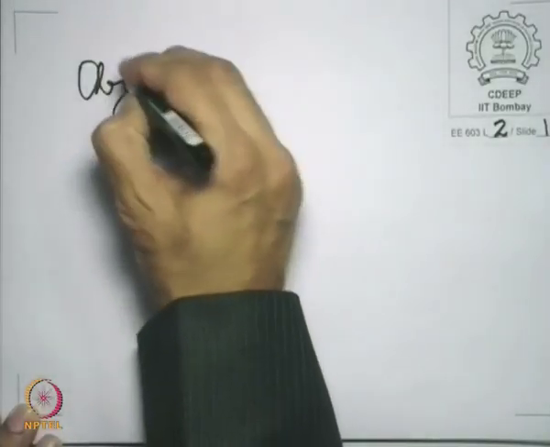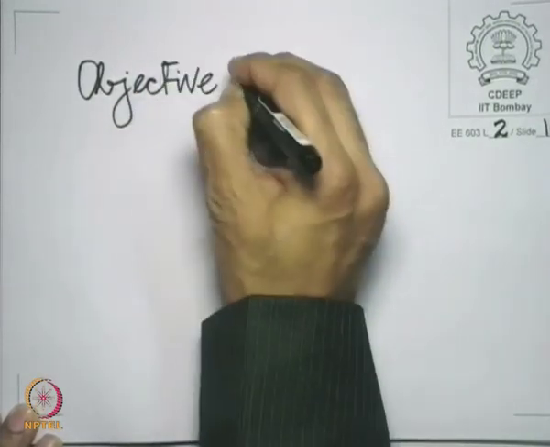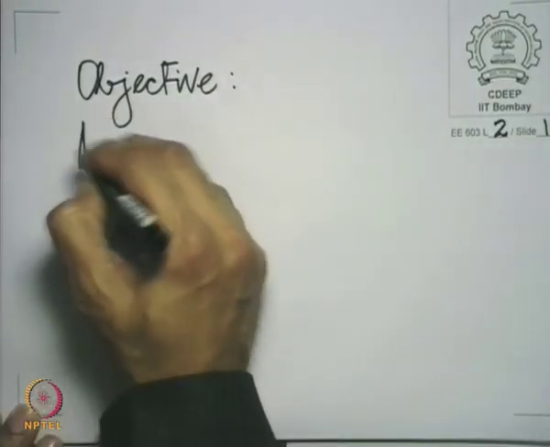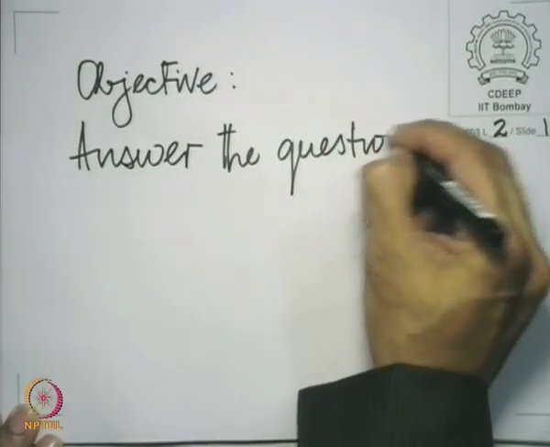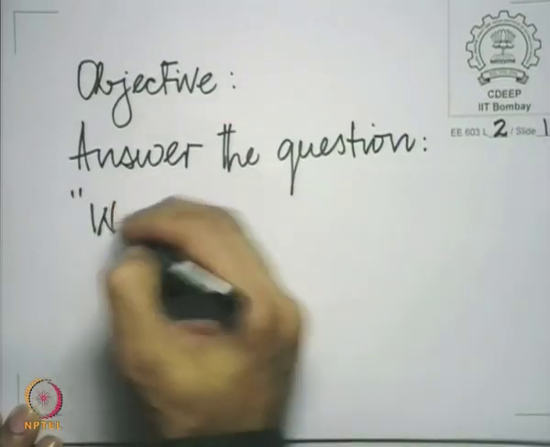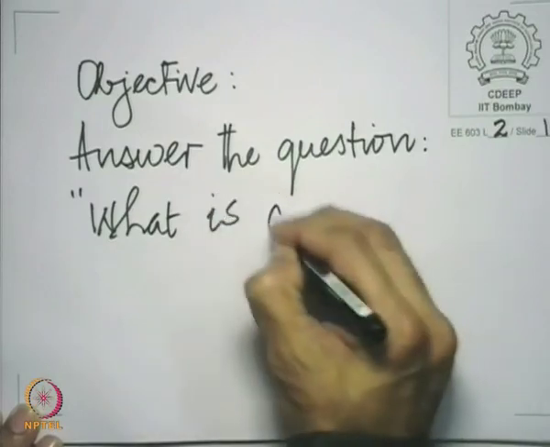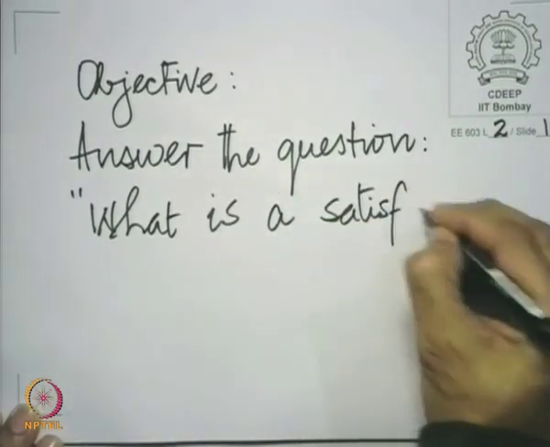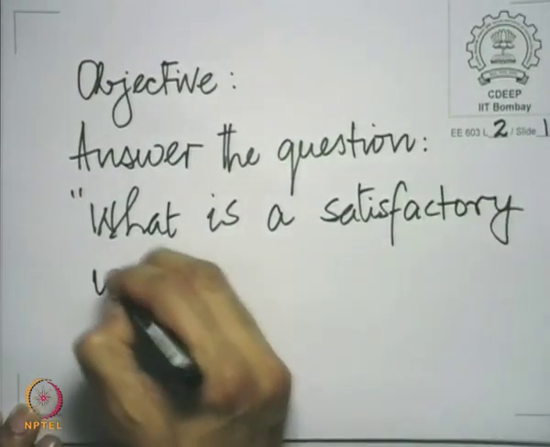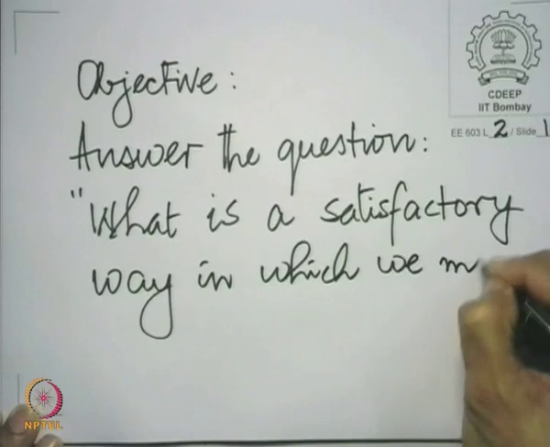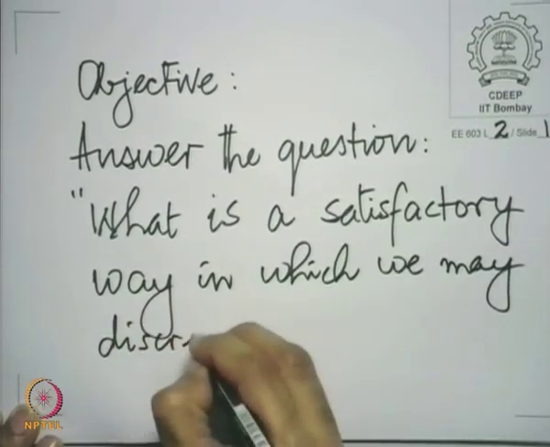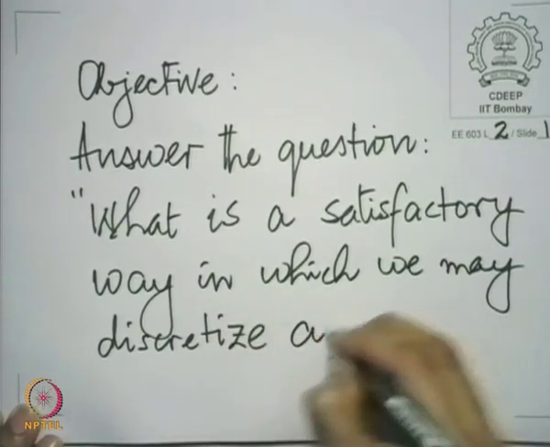So, in today's session, the objective is to answer the following question. What is a satisfactory way in which we may discretize a signal?